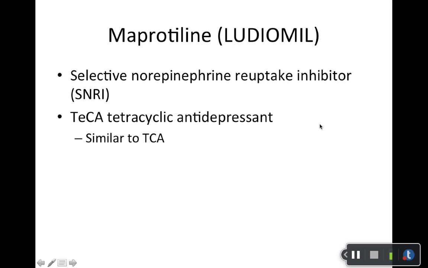Next up, we have Maprotiline. Generic brand name there. This is an SNRI, so this is a selective norepinephrine reuptake inhibitor. So like the SSRIs, but this one specifically has an effect on norepinephrine. This is a T little e CA. No one says deca, I don't think. I say deca. No, so T little e CA. So this is a tetracyclic antidepressant.